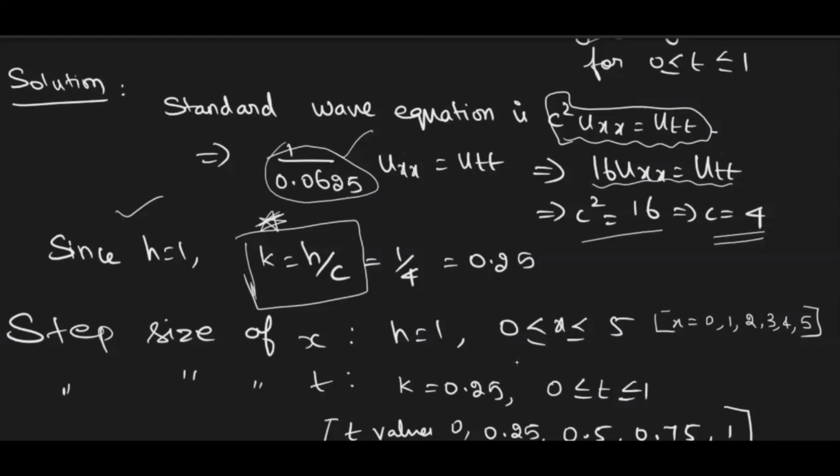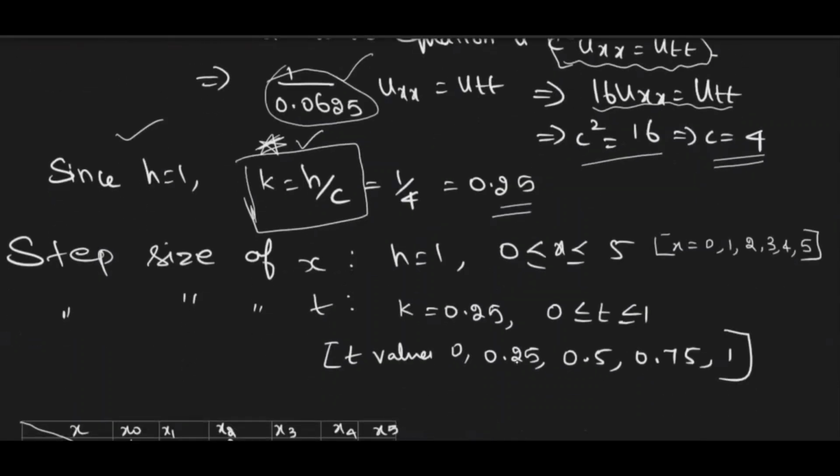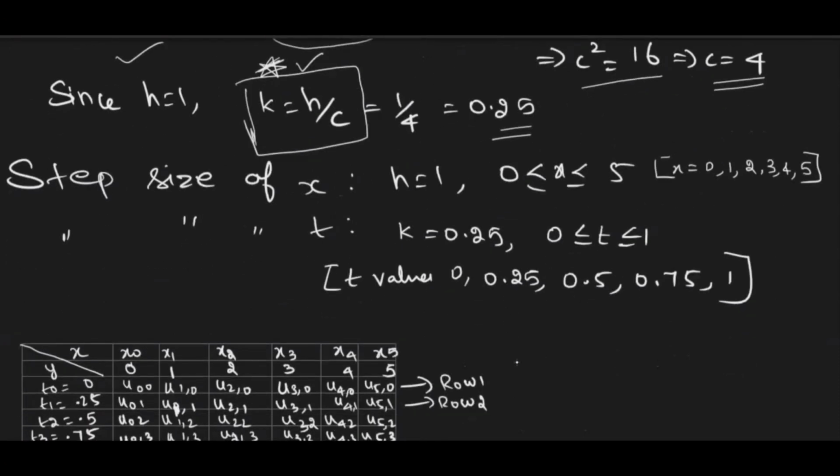So here, as the first step, k is not given, so you choose k such that k is equal to h by c. And h they have given as 1, and c we just got as 4, so k is 1 by 4, that is 0.25. Now we have two variables, x and t. The step size of x is nothing but in terms of h.